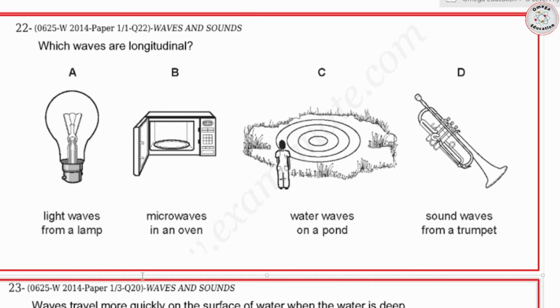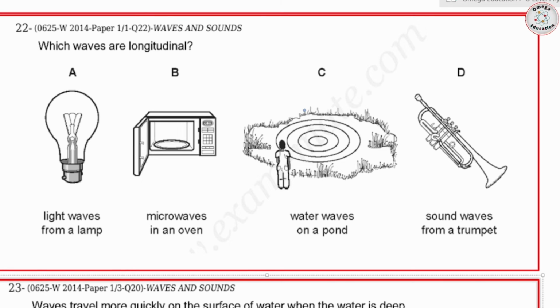All right, so here we have numbered as question 22. Which waves are longitudinal? The light waves are transverse waves. They are from the electromagnetic spectrum. Microwaves from electromagnetic spectrum. Water waves are transverse waves.